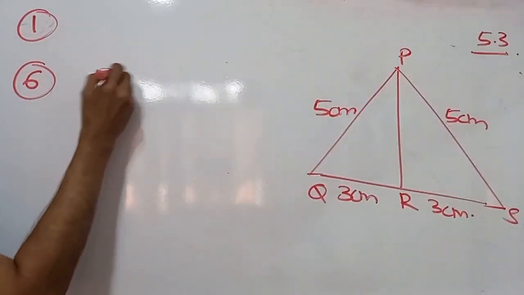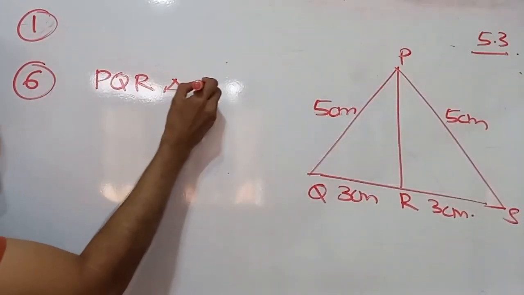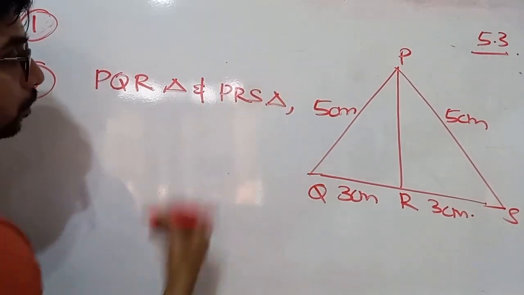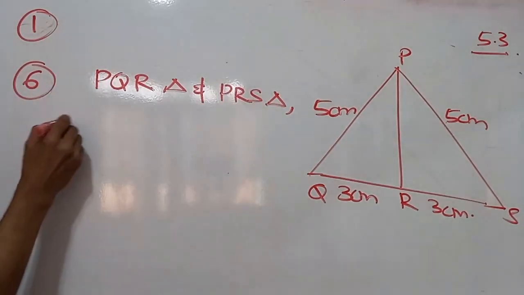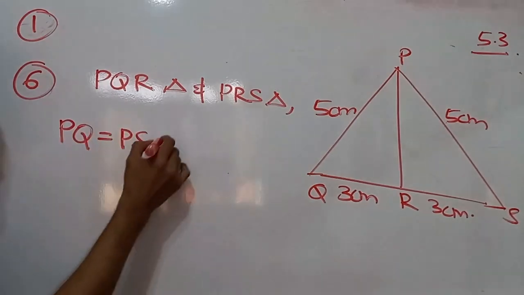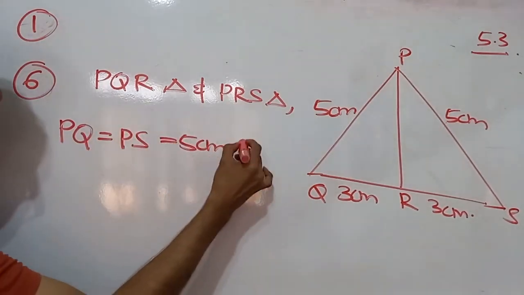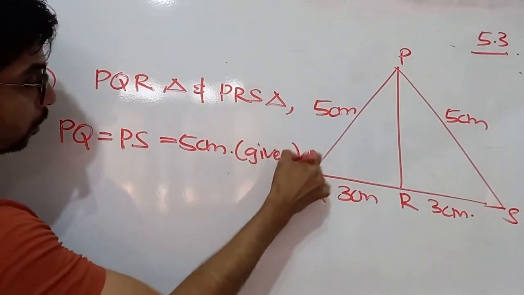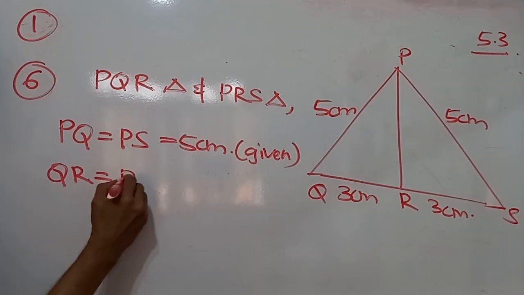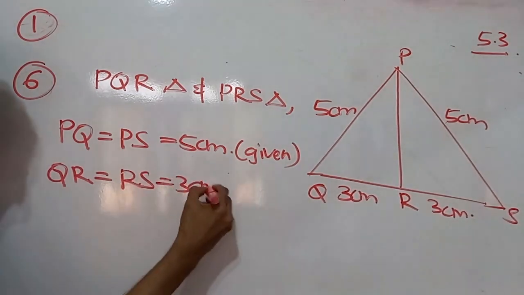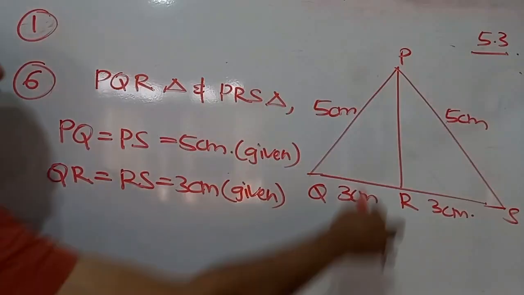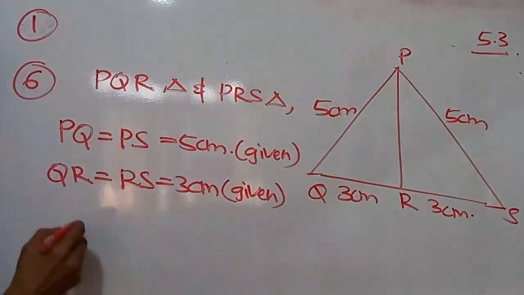So let's take triangle PQR and triangle PRS. Okay. So PQ, that is equal to PS, and that is 5 centimeters. So this is given now. Then we have QR, that is equal to RS, which is 3 centimeters, and that is also given to us. Then PR, what is that?